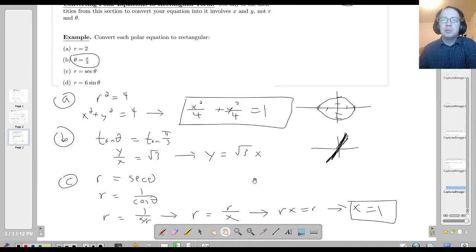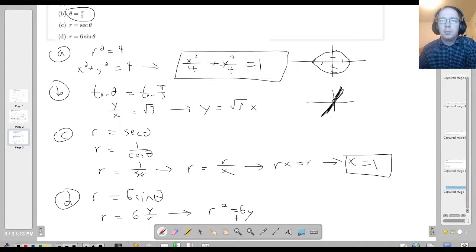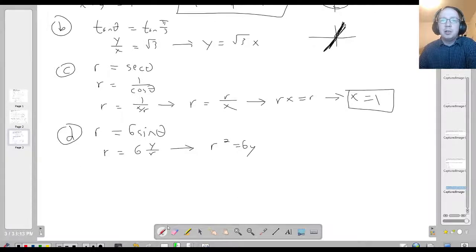Alright, and then our last one is probably the trickiest one we've seen so far. r equals 6 sine theta. Okay, so we need to think about what we can do to take advantage of the formulas we've learned. Well, I see a sine theta, so I'm thinking, why don't I plug in what we know about sine theta? Sine theta is y over r. So let's multiply both sides by r. But remember, anytime I see r squared, I'm immediately thinking r squared equals x squared plus y squared.